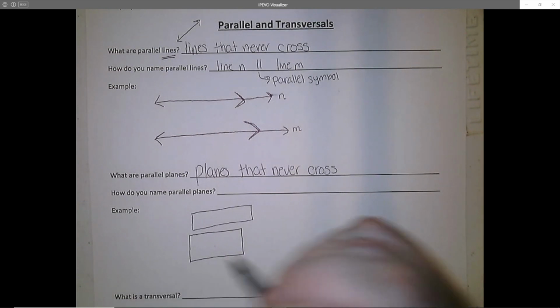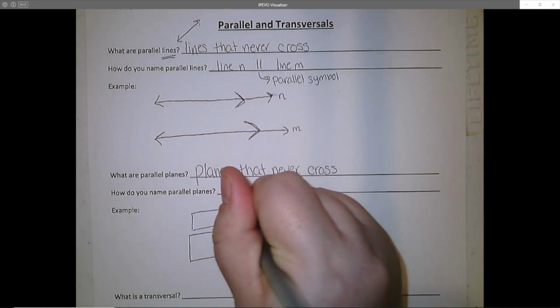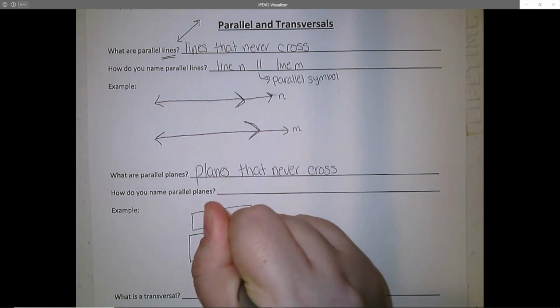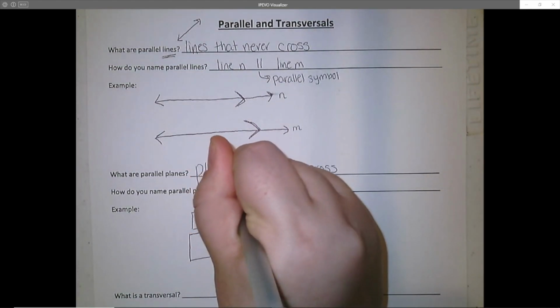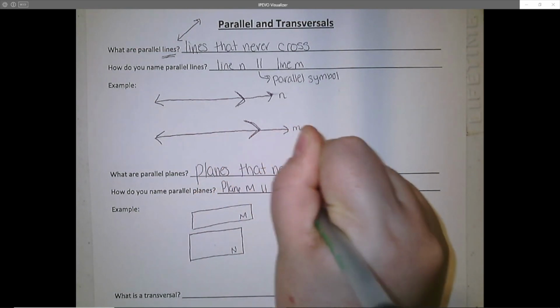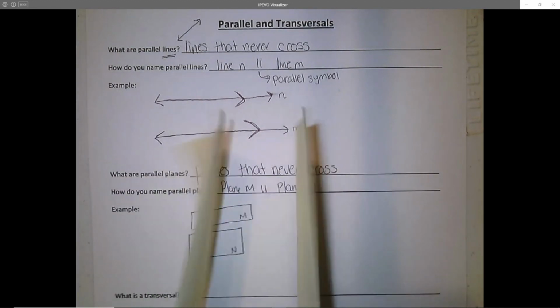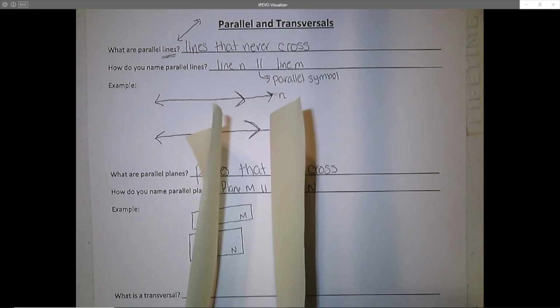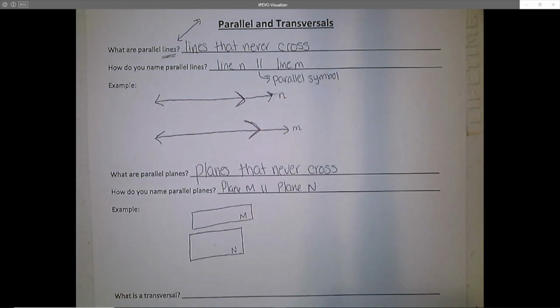How do you name parallel planes? The same way that we talked about here. Planes are given with capital letters, which we didn't get into, and I'm not going to worry about this. So plane M parallel to plane N. All that I want you to do is to realize that planes are like a piece of paper. If you have two pieces of paper facing the same direction, that's what makes them parallel.